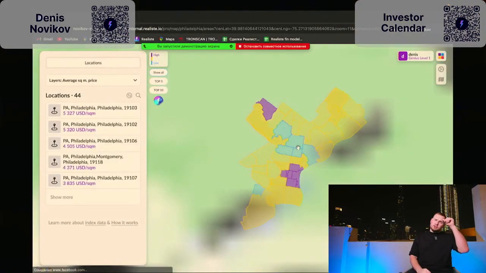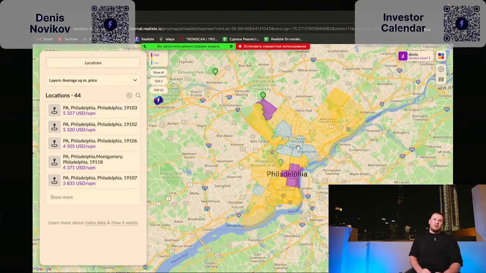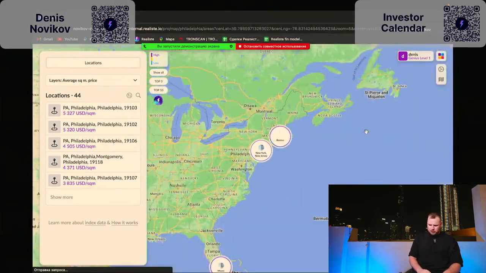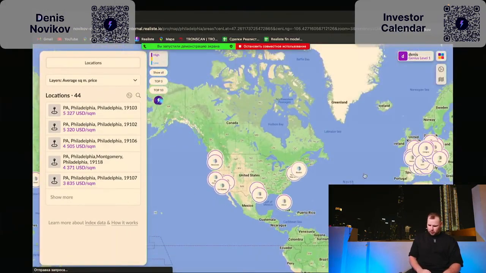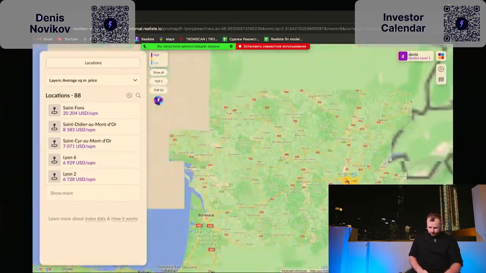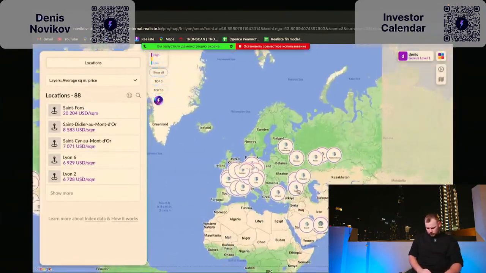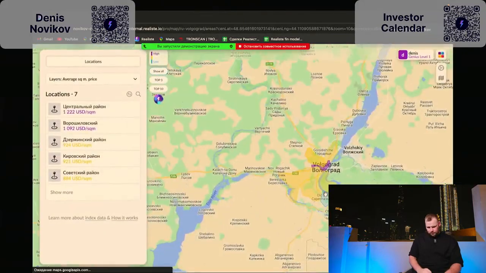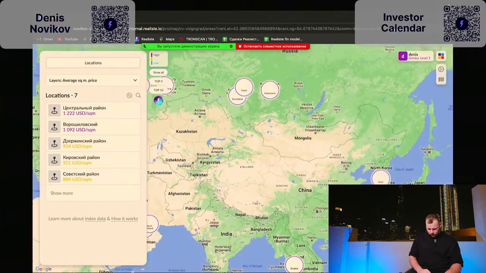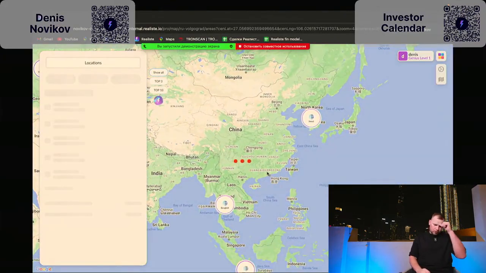Hong Kong is very interesting. I saw this for the first time yesterday, and the prices there are very high. Let's look at it. I was very surprised by it. Just a second. Yeah, it's right here, Hong Kong.